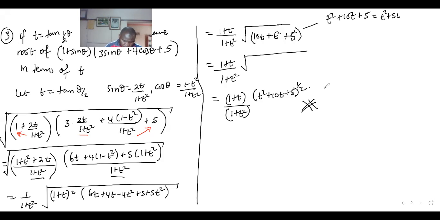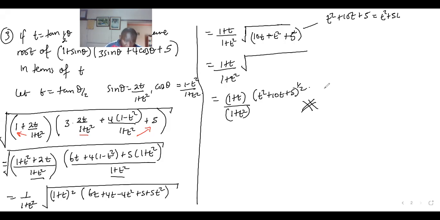Teacher, where has 1 plus t squared gone? Which one? In the square root, it has come outside. We have found its square root.